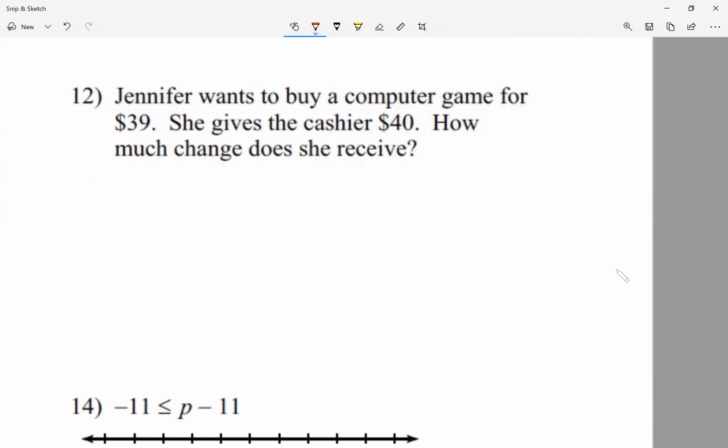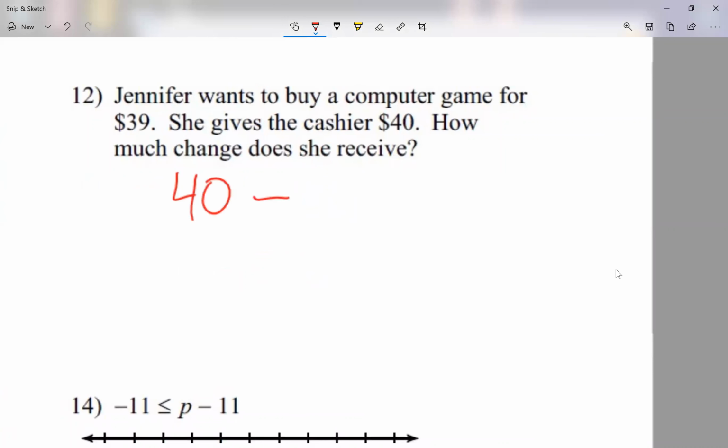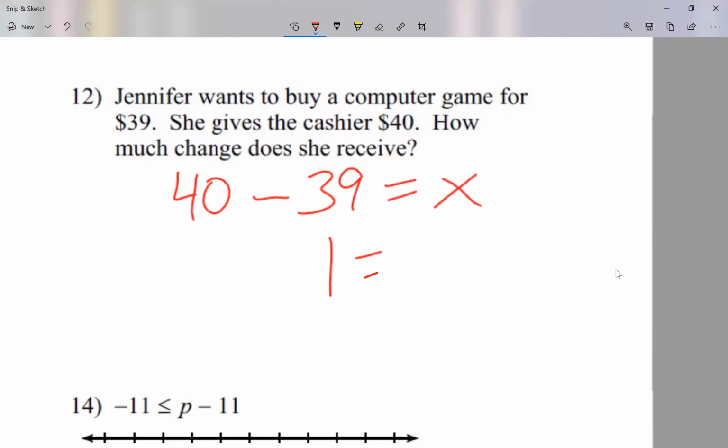So now Jennifer wants to buy a computer game for $39. She gives the cashier $40. How much change does she receive? So usually the change is how much money you give that cashier minus how much the product is. So she gave the cashier $40. The cashier is going to subtract the $39 of the computer game, and this is going to equal X. I'm going to call X the change. Now, some of you guys are like, I can see this, right? 40 minus 39, that's 1. Okay, so she's going to get $1 back.